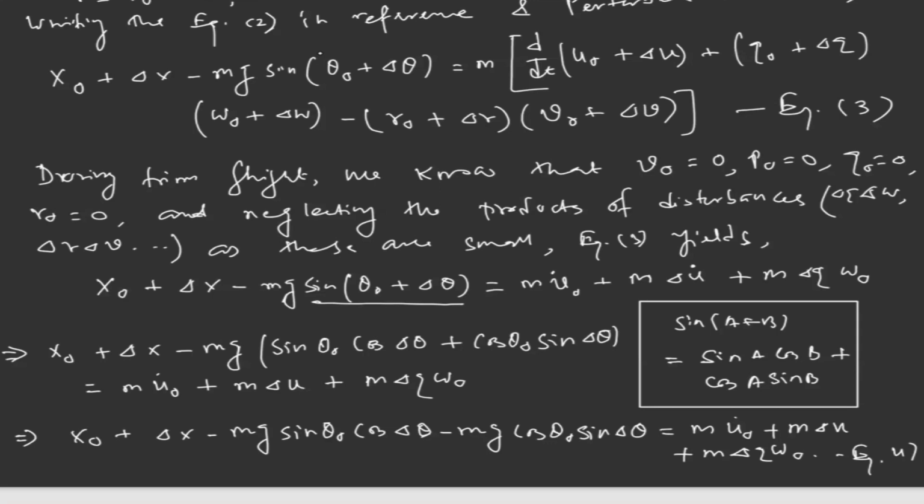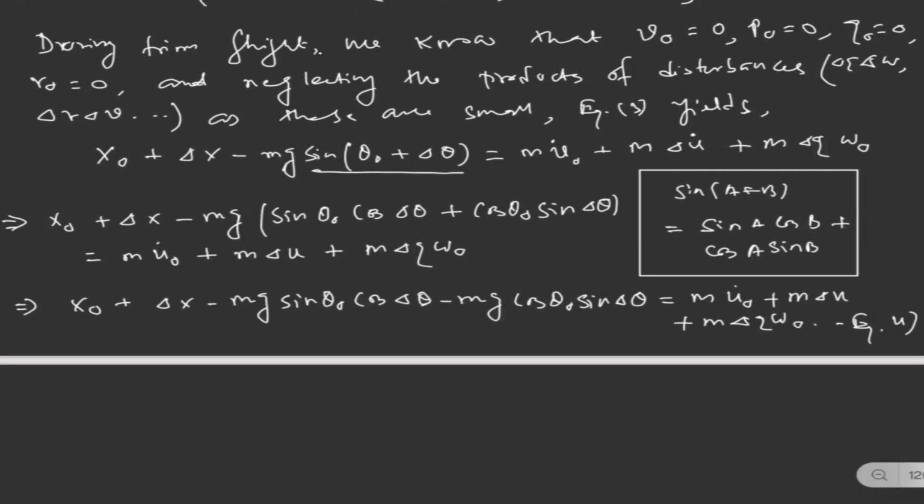Our main motivation is that we have to find the expression in terms of perturbed variables, the rate of change of perturbed variables. And our motivation is how we can neglect or reduce the perturbation with some control.